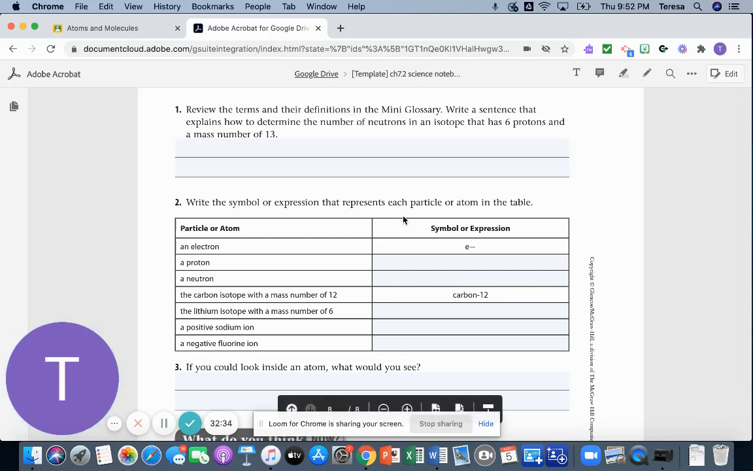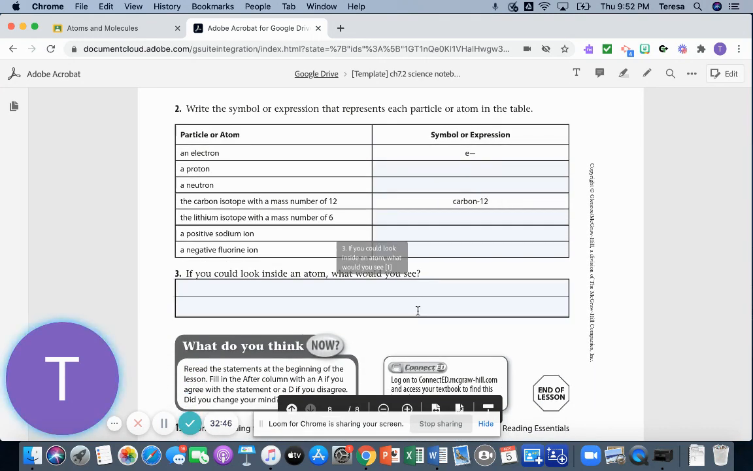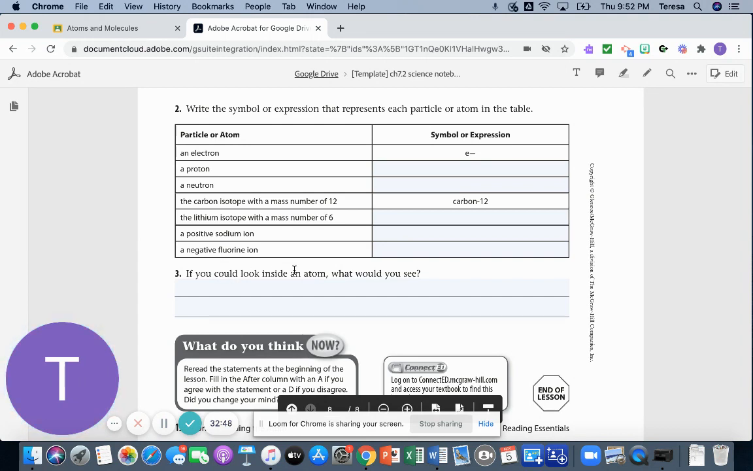Write the symbol or expression that represents each particle. Okay, so you're going to use the information that's in some of the tables and some of the pictures that you have seen in the reading. And then last, if you could look inside an atom, what would you see? And what are the particles that are inside the atom and where would you find them?